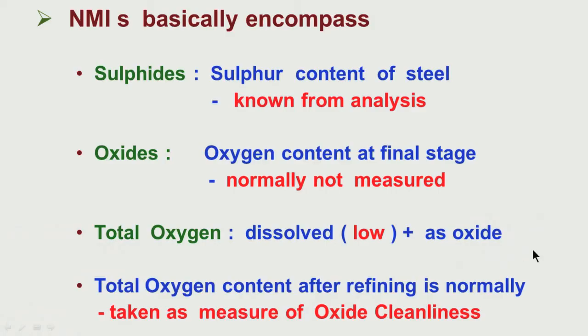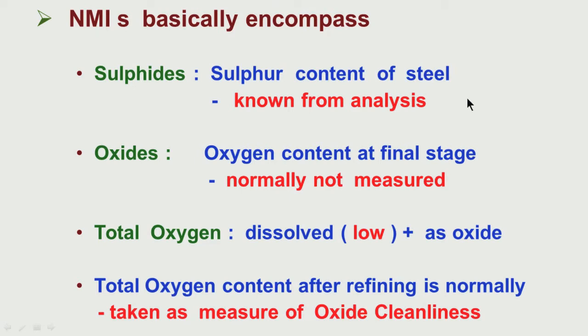So it has been found that whenever we are doing good killing, dissolved oxygen is less than 5 ppm. So if the dissolved oxygen is less than 5 ppm and the total oxygen is 30 ppm, the oxygen as oxide will be around 25 ppm. So we get an idea of oxide cleanness in steel from total oxygen, because dissolved oxygen is low, so most of the oxygen is present as oxide. So we must measure total oxygen in steel to understand how clean the steel is.